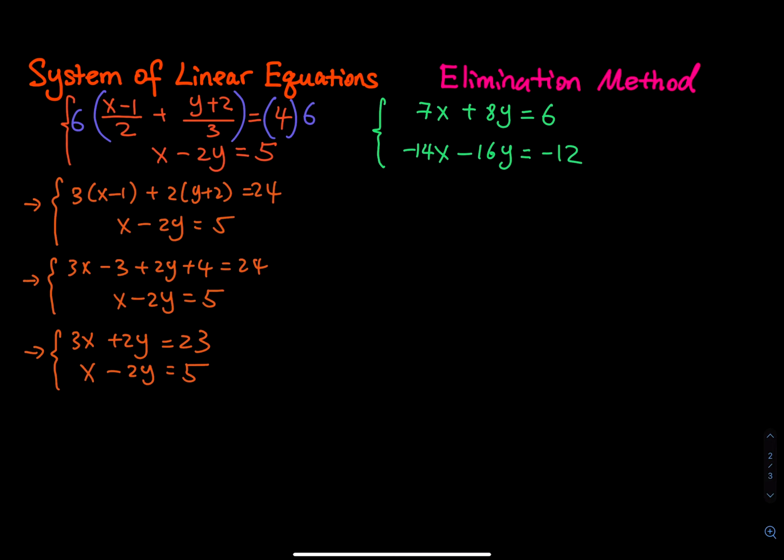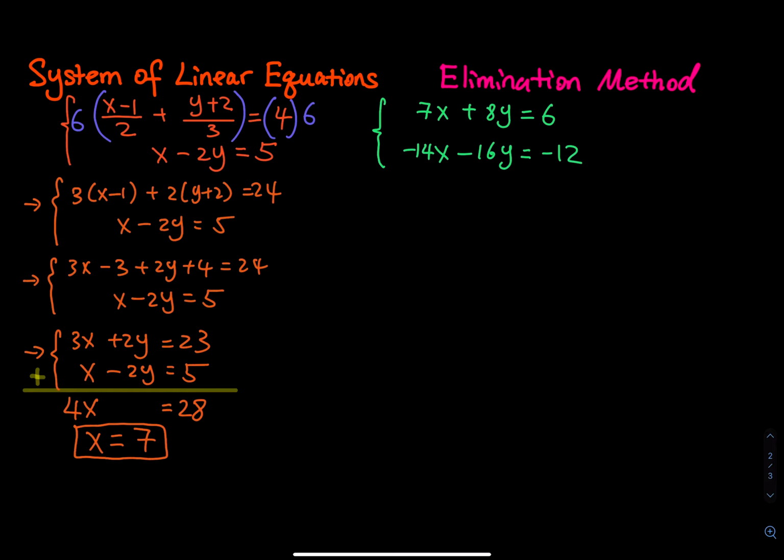Now, do you see that this is 2y and minus 2y, so that means once I add them, the y's will be gone. So 3 plus 1 equals 4x. 2 plus negative 2, which is 2 minus 2, equals 0. And then 23 plus 5 equals 28. So 4x equals 28. Then x equals 28 divided by 4. So x equals 7.